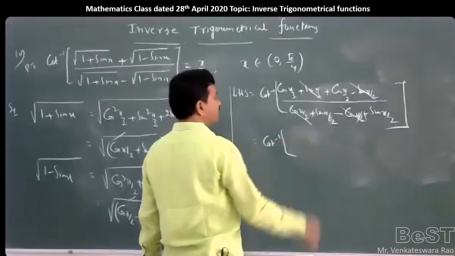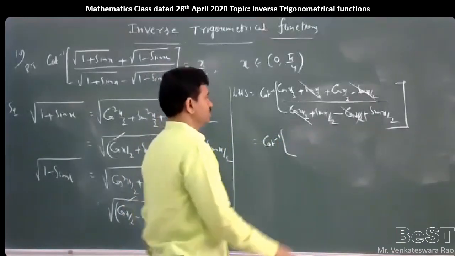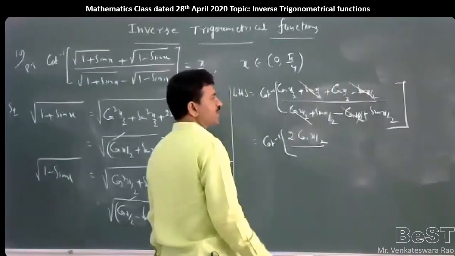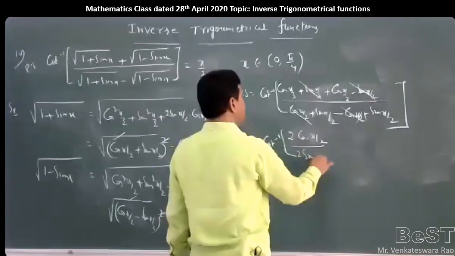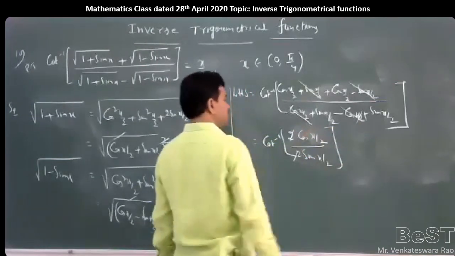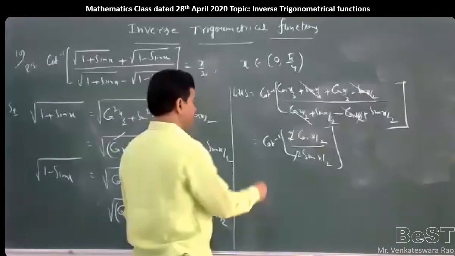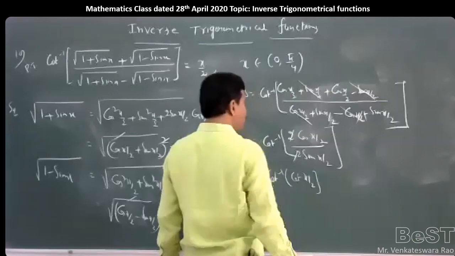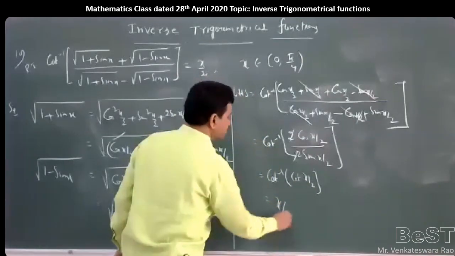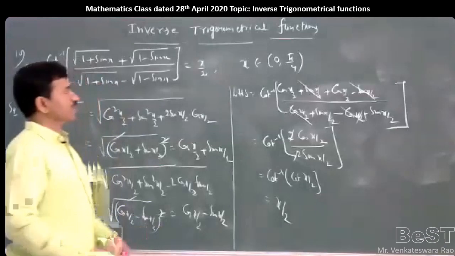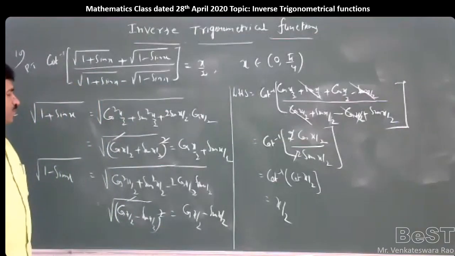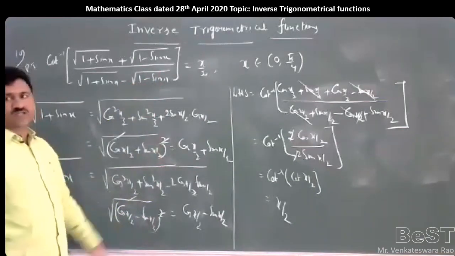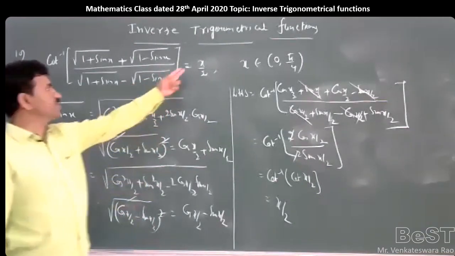Cot inverse of 2 cos x by 2 by 2 sin x by 2. The 2 cancels. Cos x by 2 by sin x by 2. So cot inverse of cot x by 2. The answer is x by 2. If it is sin x by 2 minus cos x by 2, you will get a different answer. You will not get x by 2.